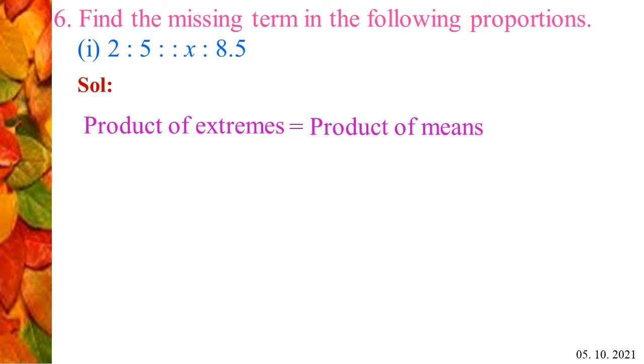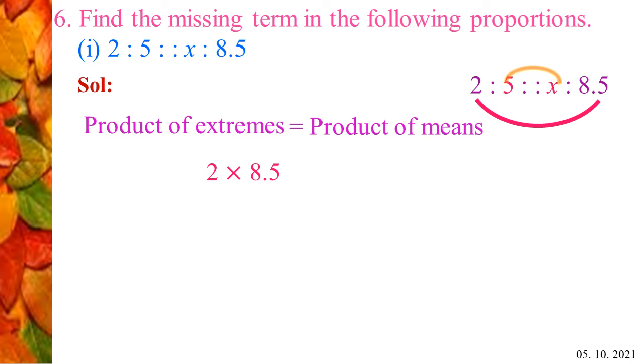Proportion formula: product of extremes equal to product of means. Now take the terms 2 is to 5 proportion x is to 8.5. As you know very well, first and fourth terms are called product of extremes. Substitute the values 2 into 8.5. Second and third terms are called product of means. That means 5 and x. Substitute the values 5 into x.